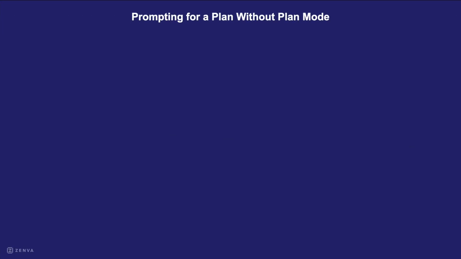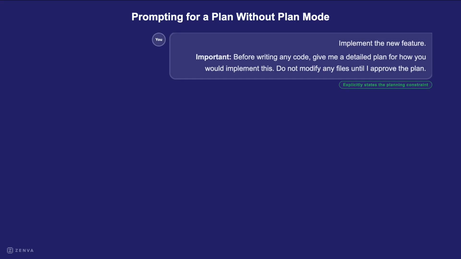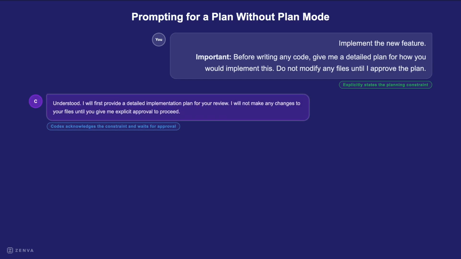While explicit plan mode activation is effective, you can achieve similar planning without a full mode change for a given task. Clearly state your planning intent within your prompt for more flexibility. Let's see how. Here, you explicitly instruct Codex: Before writing any code, give me a detailed plan for how you would implement this. Do not modify any files until I approve the plan. This clearly, explicitly states the planning constraints, ensuring a plan-first approach. Codex responds by acknowledging the constraint and confirming it will wait for explicit approval before modifying any files, ensuring you retain full control.